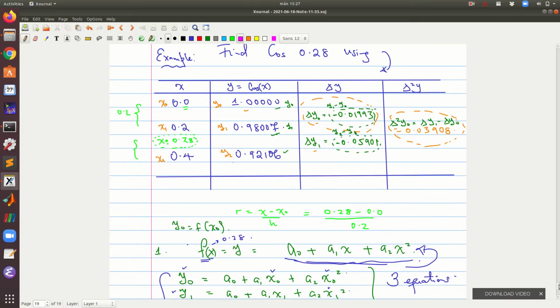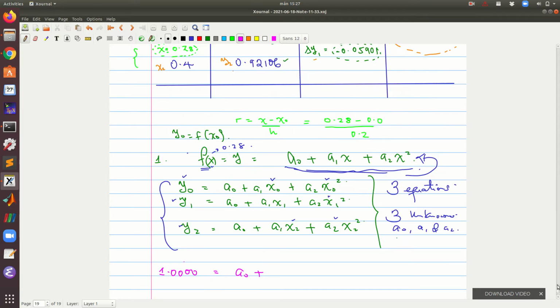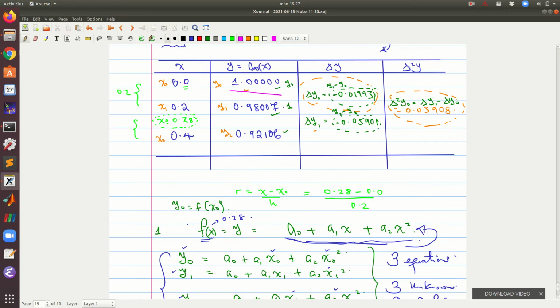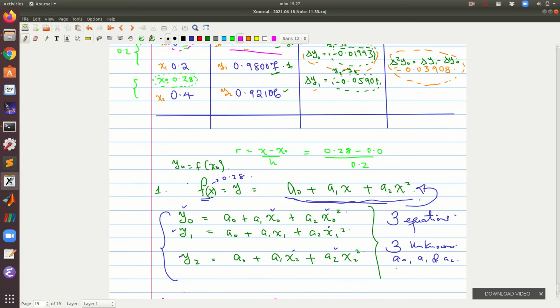Let us start with y naught. Y naught is this one here. So you simply write the first equation: 1.0000 equals a naught plus a1 times x naught, and remember y naught occurs at x naught, and we are just lucky, it's a coincidence that x naught is 0. So it makes our equation quite easy because the rest is 0: a1 times 0 plus a2 times 0. Okay, so it's pretty much done.